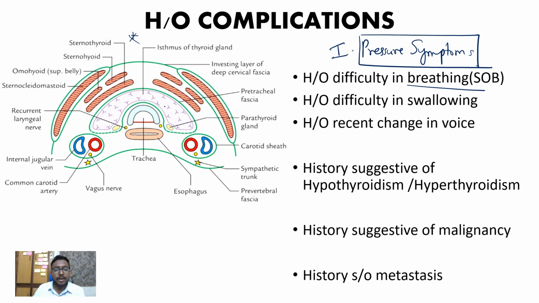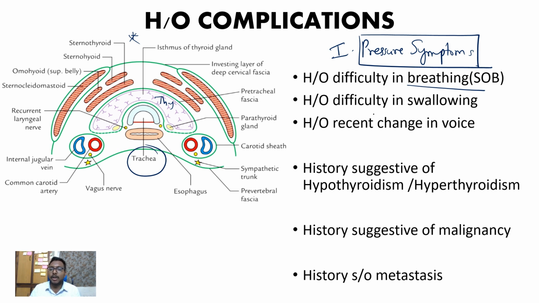Why? Here you can see in the axial section, this is the thyroid gland. Just behind the thyroid gland you have the trachea. Whenever there is a long-standing goiter, there can be pressure atrophy of the tracheal cartilages. The trachea can become weakened and become a scabbard trachea. So there will usually be compression of the trachea that can cause difficulty in breathing.